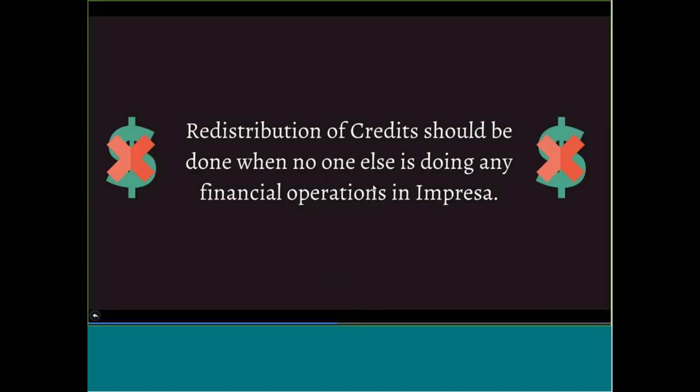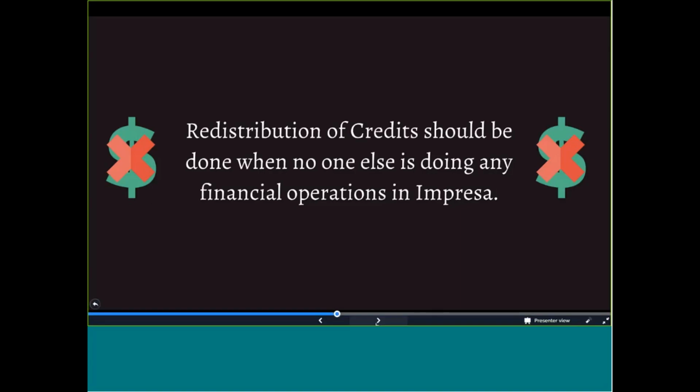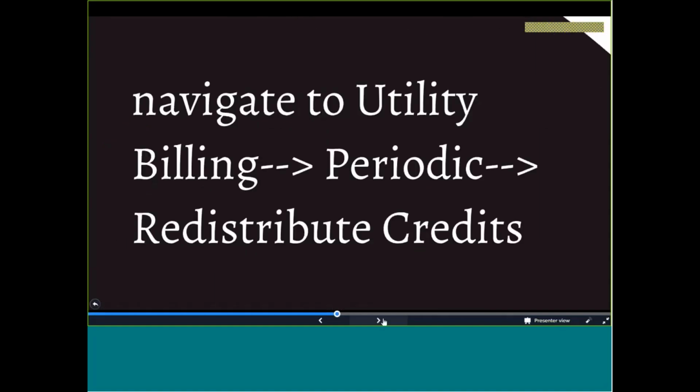You shouldn't do this when you're doing any other type of operation in Impresa. If you have somebody taking payments on one workstation, you don't want to redistribute while they're doing that. If you have somebody doing a bill run, you don't want to run redistribution of credits during that time either. Anything dealing with a financial consequence, you don't want to run redistribution of credits at that time.